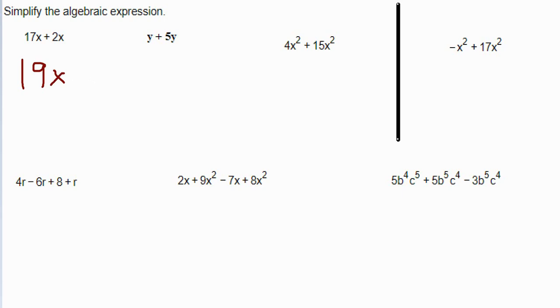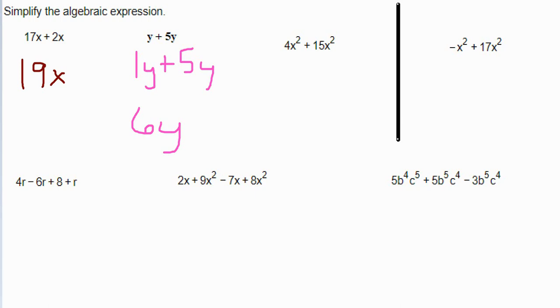The next one, y plus 5y. Y is the same thing as writing 1y, so 1y plus 5y. 1 plus 5 is 6, and we would have 6y. It's like adding or subtracting like common items. So if I had 1 blueberry muffin plus 5 blueberry muffins, well, that would be 6 blueberry muffins.